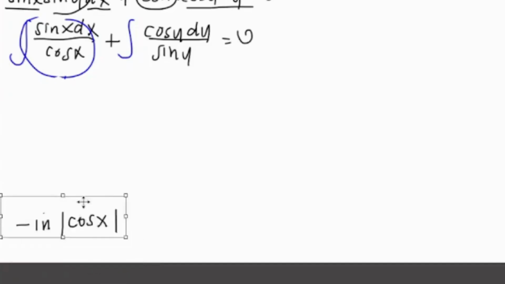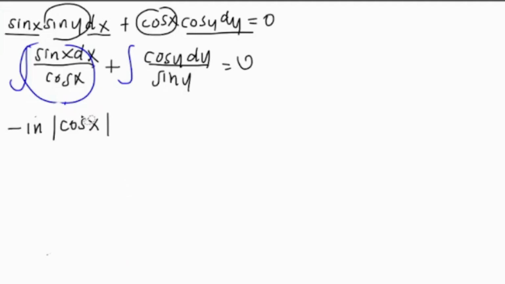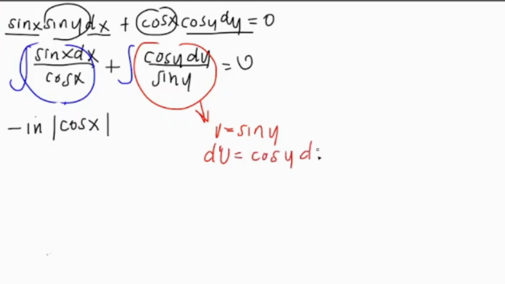Malilipat na natin dito. Next is, ito naman yung isosolve natin. Let u natin yung sin y, kasi yan yung denominator. So, du is equal to cosine y dy. Cosine y dy is ito lang naman yung numerator, and sin y, ito yung denominator.